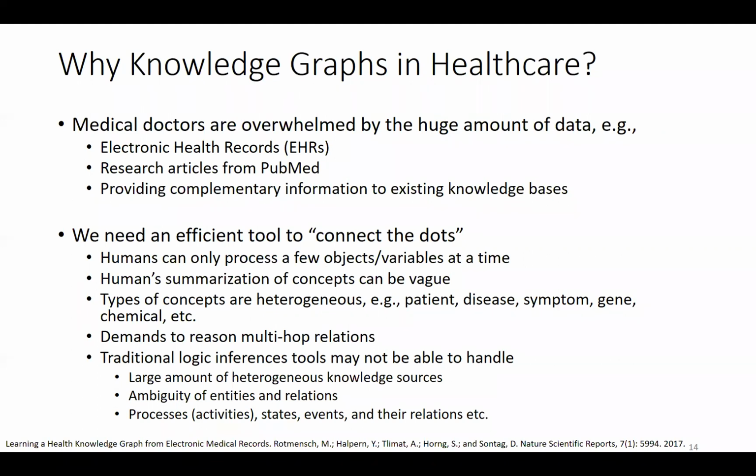Second, we need an efficient tool to process the knowledge to reason over different types of concepts. Traditional tools such as logical inference may not be able to handle such a large scale of heterogeneous sources and ambiguities. Moreover, there are many new kinds of knowledge going even beyond the representation of first-order logic, such as the activities, states, events, and their relations. Therefore, we need to investigate what we can do with information extraction here.